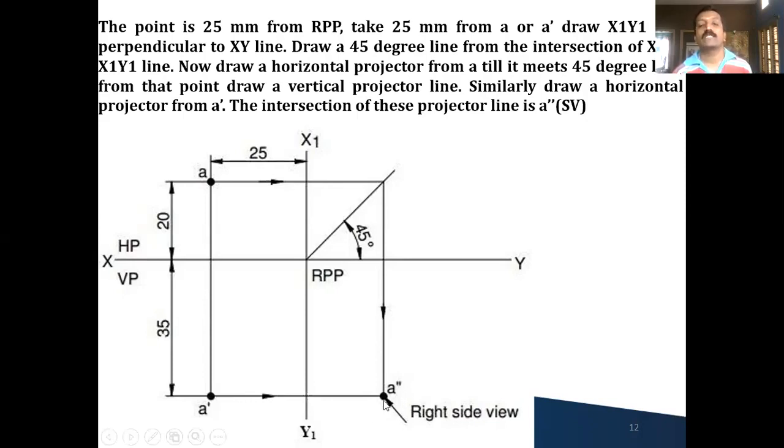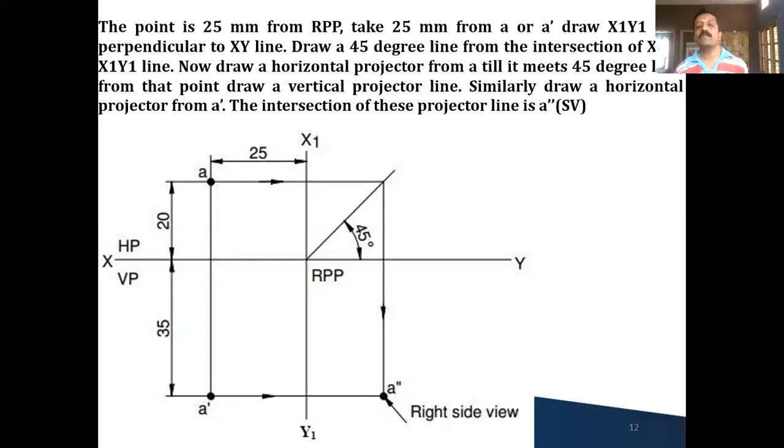So this intersection point you call as A dash, the side view, and name the side view. In this case it is the right side view because it's a third quadrant example. Both for the third and second quadrant, on RPP you get the right view only, and on LPP the left view only, whereas for the first and fourth quadrant, on LPP you will get the right view, and for RPP the left view. So that is the difference between the first and third quadrant.